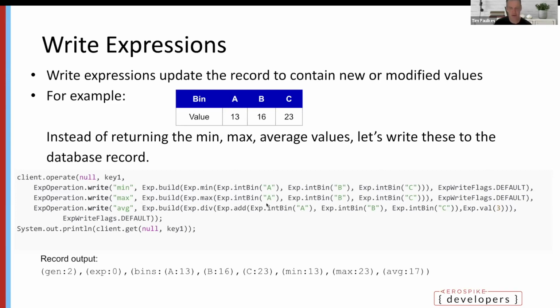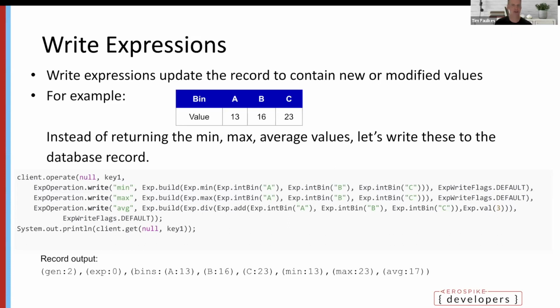So the actual thing that computes the value is identical, but now because I'm doing a write, I'm going and updating the record. I'm affecting that record on the database. So now if I go and read the record at the end of my update, I've got my bins, A, B, and C, but the same record now actually has persisted on the server the min, the max, and the average. And so this is very useful if you're doing something like, I want a running average.